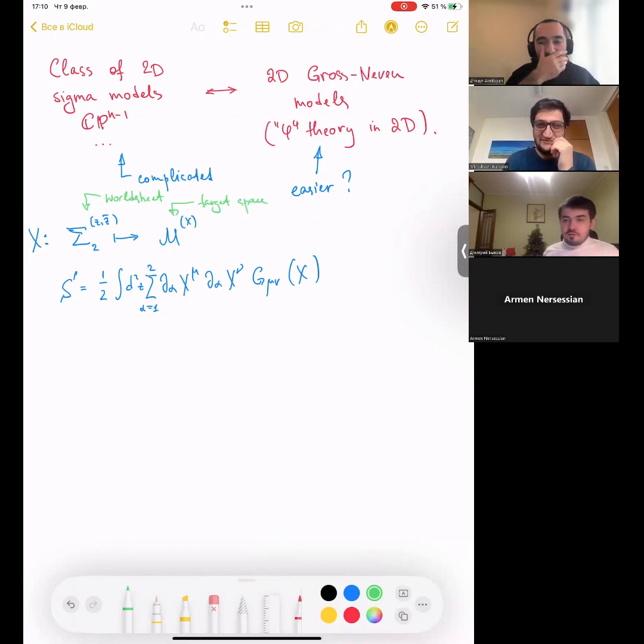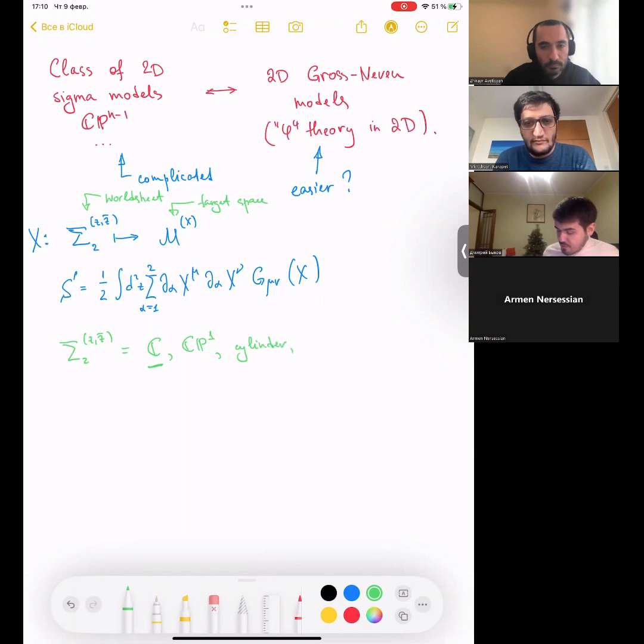Actually, for most of my talk, I will only be concerned with the simplest possible examples for sigma 2, which are, well, you could either think of C or maybe sometimes a sphere, CP1. So mostly C, basically, just with some decay conditions at infinity. But in principle, they could be, say, a cylinder, then whatever Riemann surface with handles and so on. That's kind of left for the future.